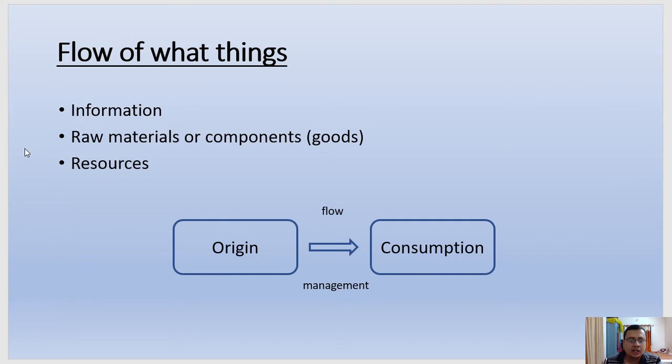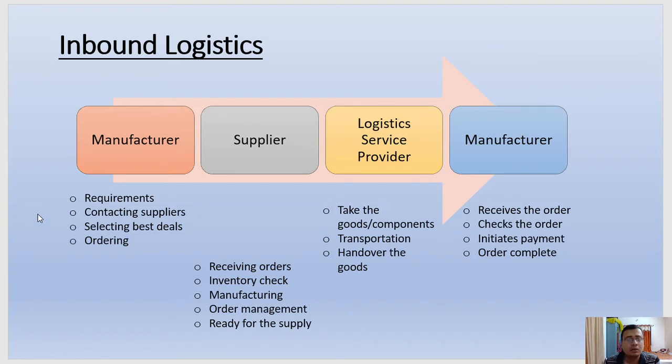Now, here is a diagrammatic representation for the easy understanding of logistics. Logistics is the flow of things from the point of origin to the point of consumption. So basically it is the management of this flow of things from origin to the point of consumption. These things can be anything other than those mentioned over here: information, raw materials or components, and resources. There might be other things as well. So now coming towards our main topic, that is inbound logistics.